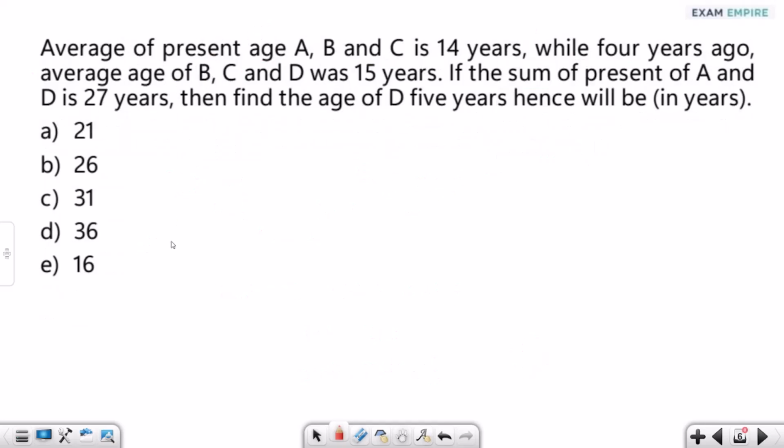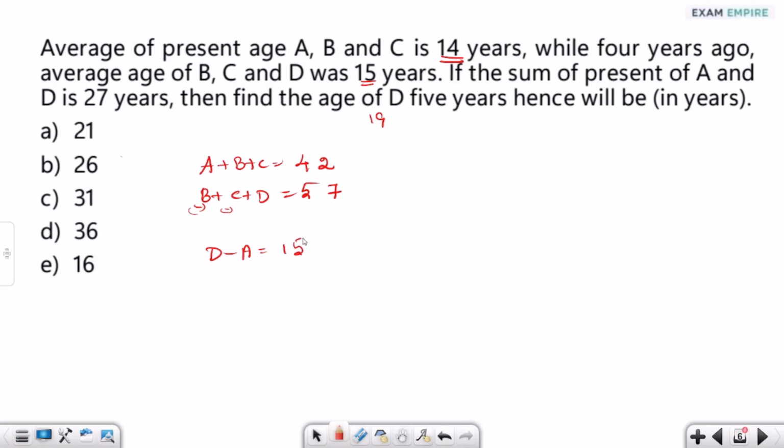Next one. Try to solve it by yourself. Hope you would have solved. Now let's solve this particular question. The average present age of A, B and C is 14 years, so the present total will be 42. While 4 years ago the average age of B, C and D was 15. That means at present the B, C and D average will be 19, so the total is 57.